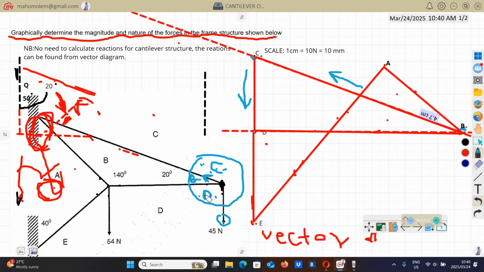Then from there, you come here from D to B. When you move from D to B, you will be going in that direction. So from D to B, you'll be going in that direction. Then that's why we're going to draw this direction.